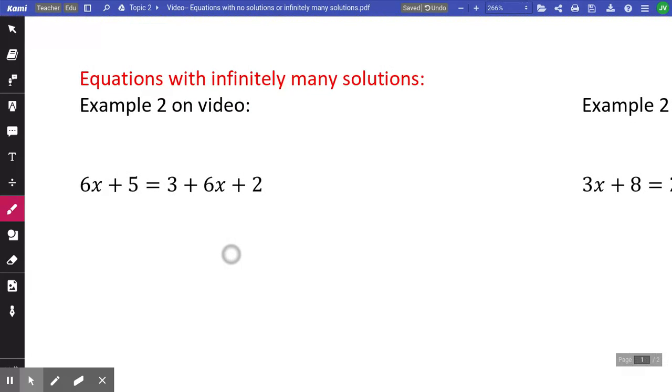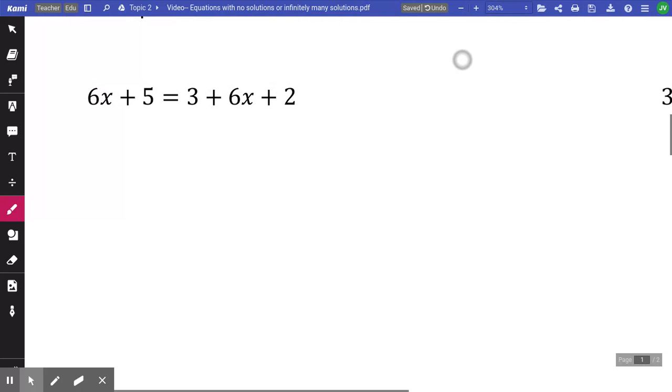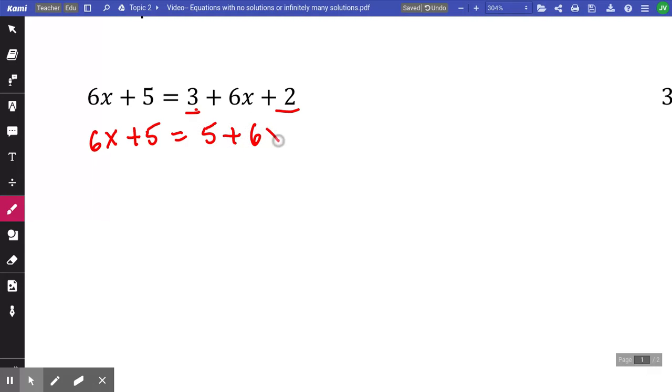In this example, the equation has infinitely many solutions. Let's see what that means. Again, before I start canceling, I see if I can combine any like terms because I want the expressions to be in the simplest form. I see that I can combine 3 and 2 here. So see what I have. 6x plus 5 equals 3 plus 2 is 5. So that would be 5 plus 6x.